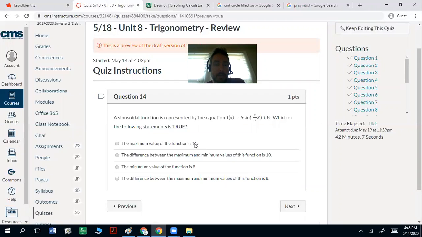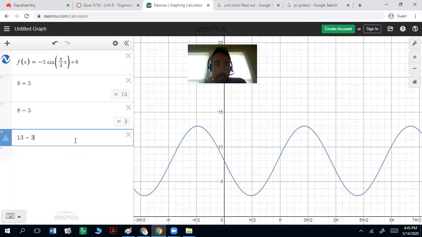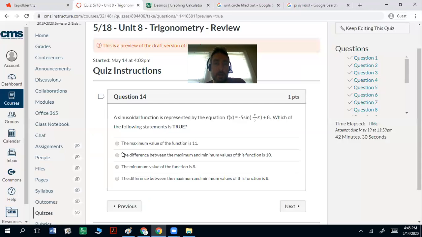The max being 11 or the min being 8, of course that's not right. It says the difference between the max and the min values of this function is 10. And the difference between the max and the min values of this function is 8. Difference is subtraction. So if I subtracted my maximum minus my minimum, that gives me a difference of 10, which is going to be this one.